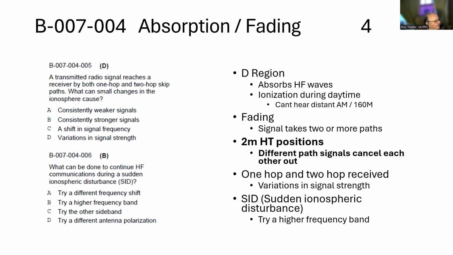A transmitted radio signal reaches a receiver by both 1-hop and 2-hop skip paths. What can small changes in the ionosphere cause? So D would be a variation in signal strengths. What can be done to continue HF communications during a sudden ionospheric disturbance, an SID? So what you would do here is try a different frequency, and you would try a higher frequency band and see if it makes any difference.